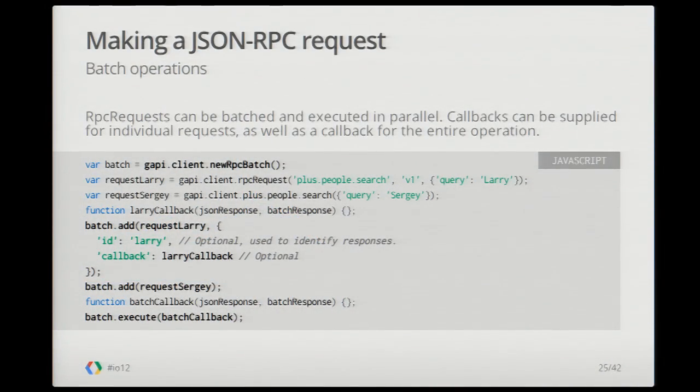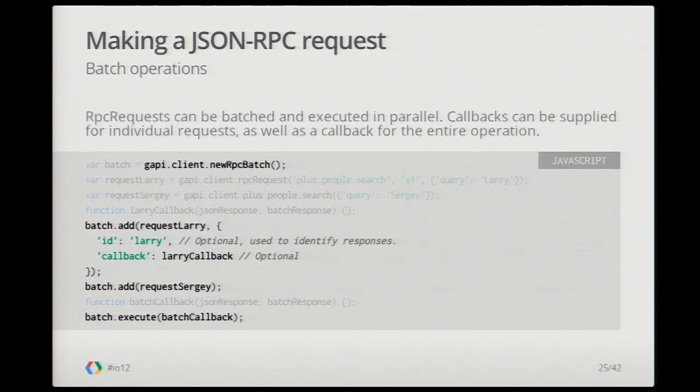All requests are sent off and executed in parallel, and then they all come back at the same time with their various responses. So let's go through quickly how you use the JSON-RPC batching. Well, the first step up at the top is create a new batch. And that method is gapi.client.newRpcBatch. And this gives you back a batch object. We can then add requests to the batch object. And when we're done adding requests, we can execute it and go and get our responses back.